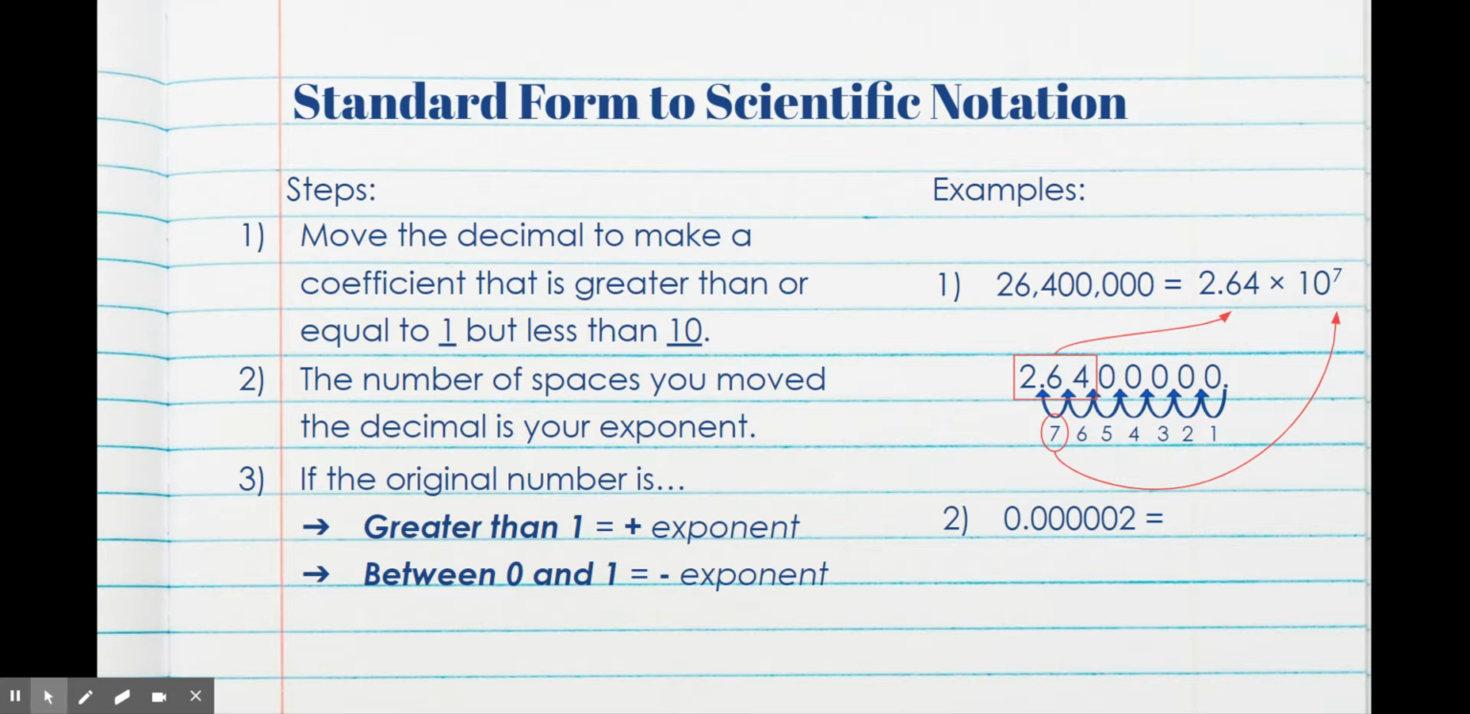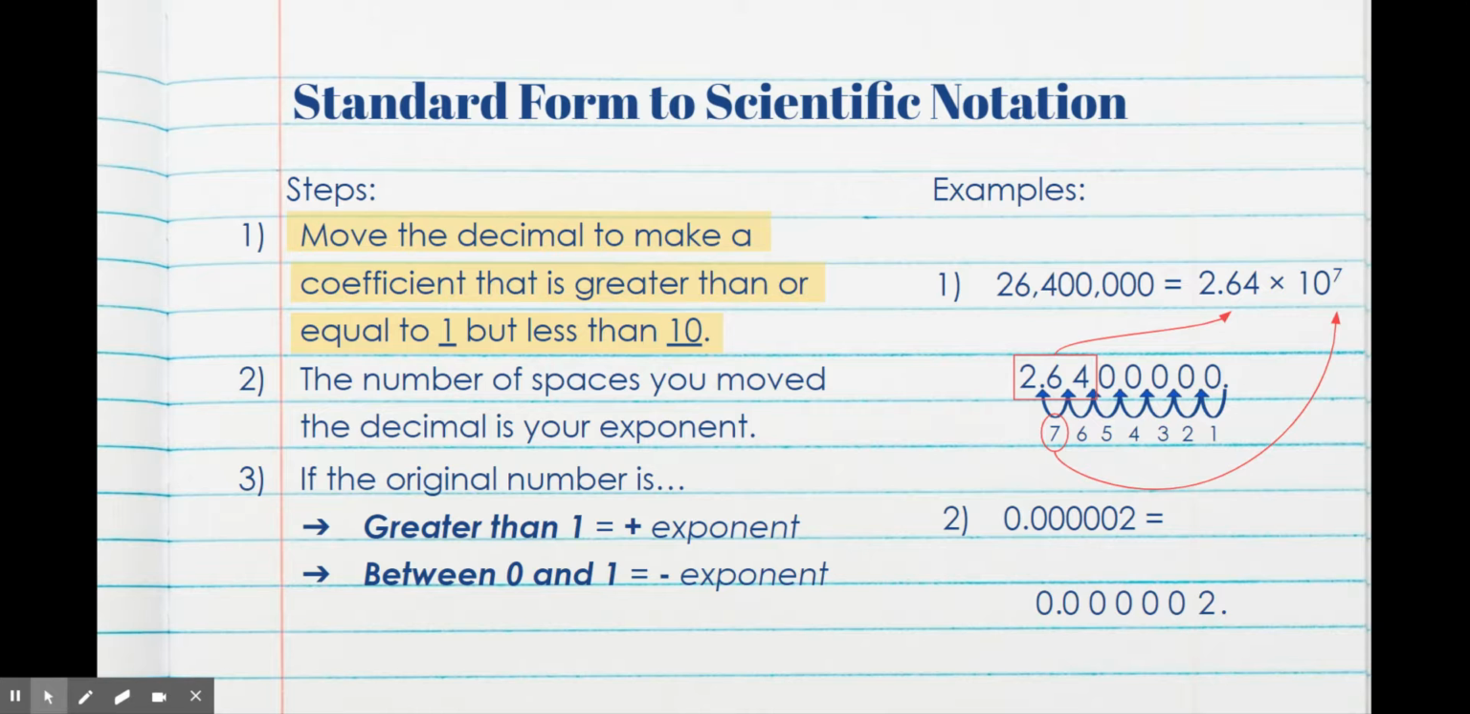All right, let's try another example. This example is 0.000002. So we're going to write this number in scientific notation. So our first step is to move that decimal to make a coefficient that is greater than or equal to 1 but less than 10. So we'll rewrite the number below, and we need to figure out where that decimal can go to make a number between 1 and 10.